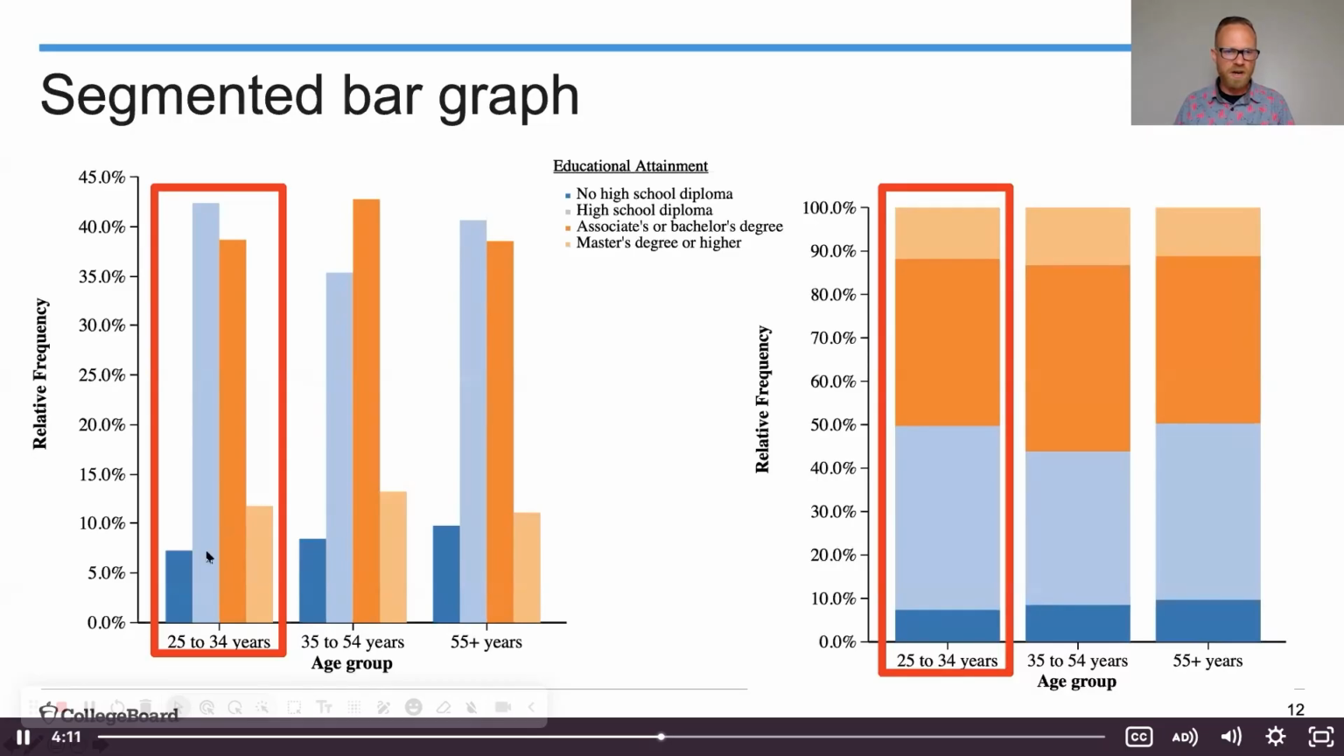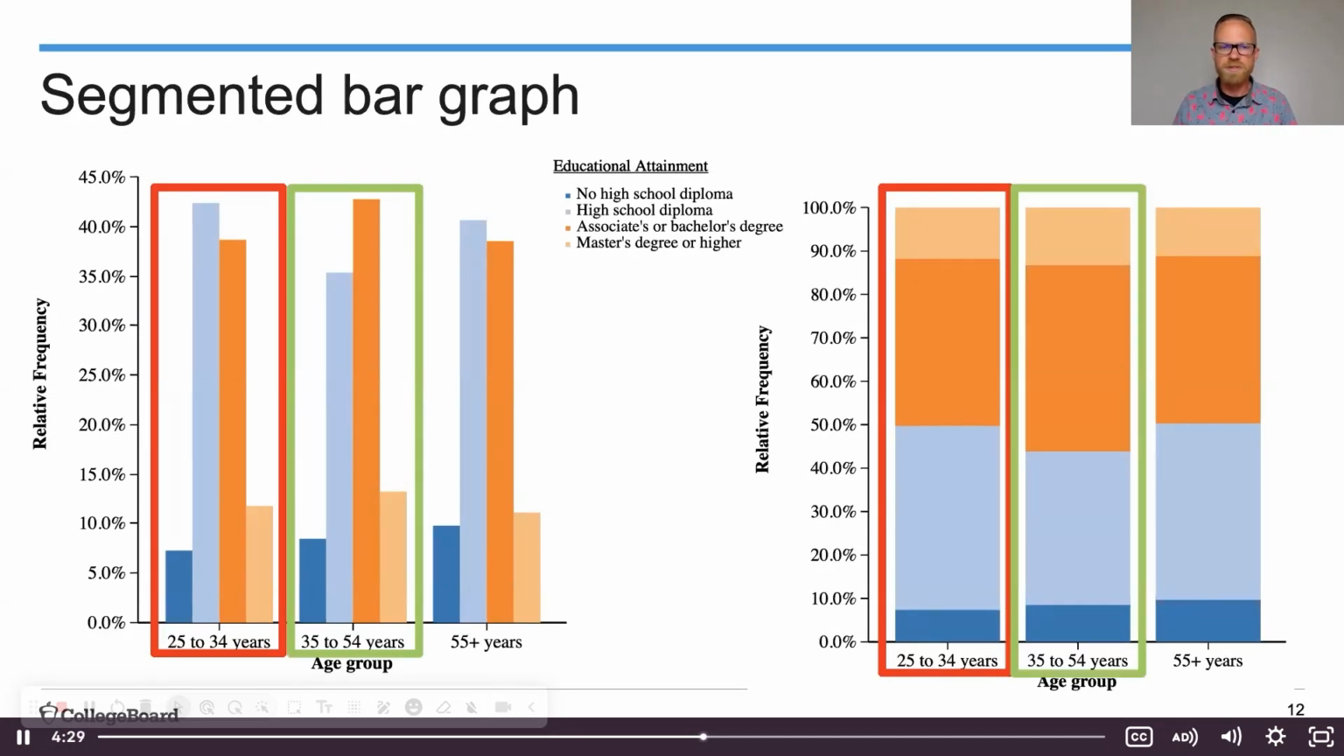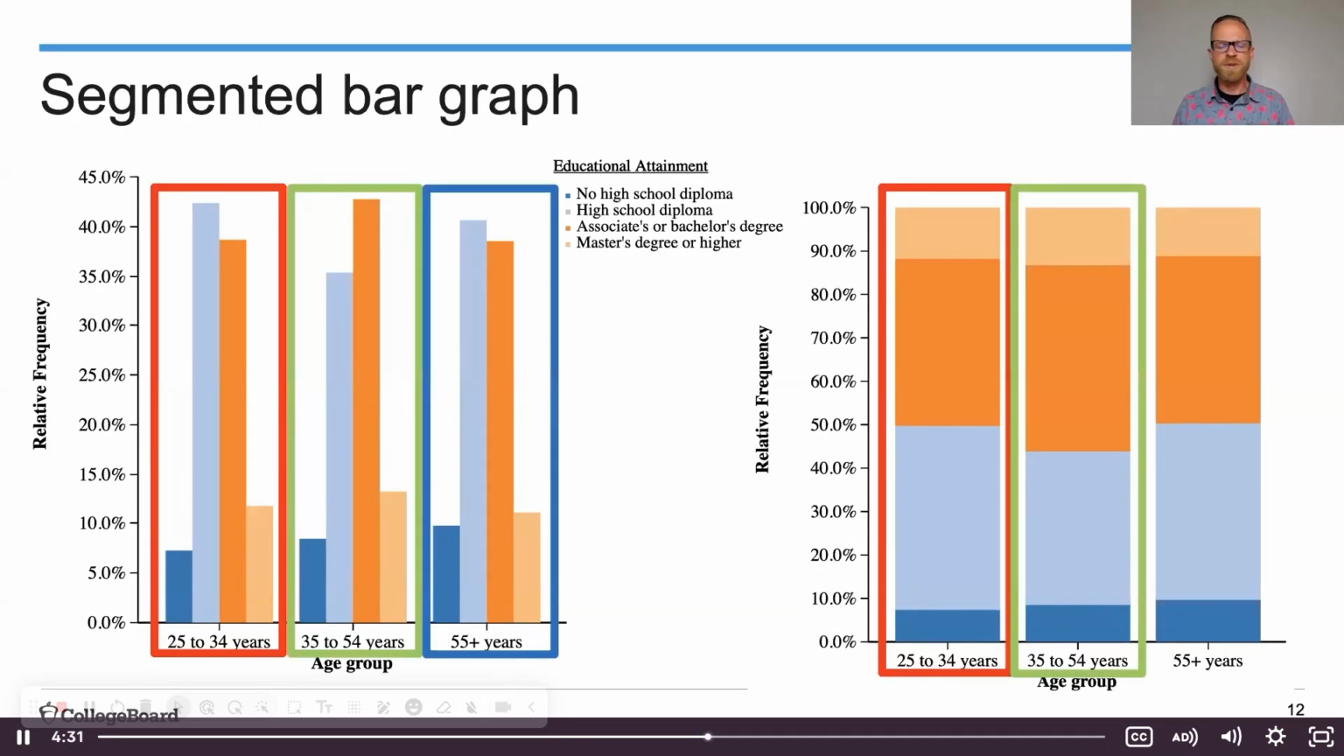So you'll notice the dark blue bar, which is the smallest bar here, is also the smallest bar over here. The light blue bar, which is the tallest one over here, is also the tallest one here. And of course, you're going to get up to 100% here in your segmented bar graph. Now let's go ahead and do the same thing for the next age group, 35 to 54-year-olds, and the final age group, 55 years and older.